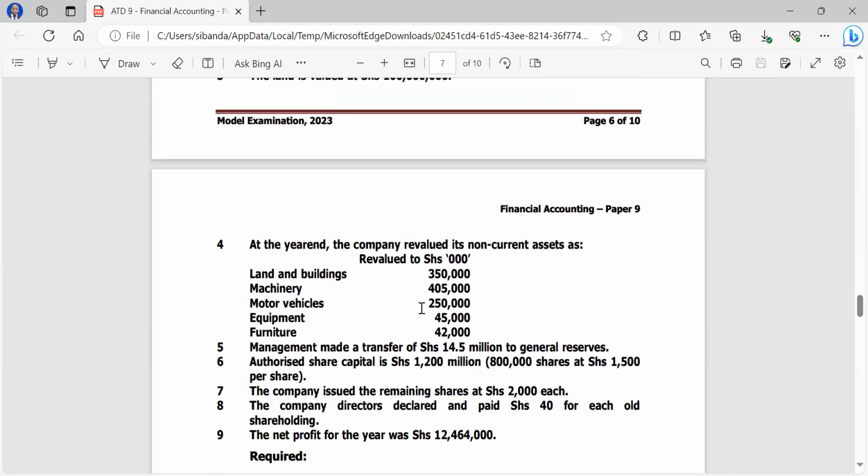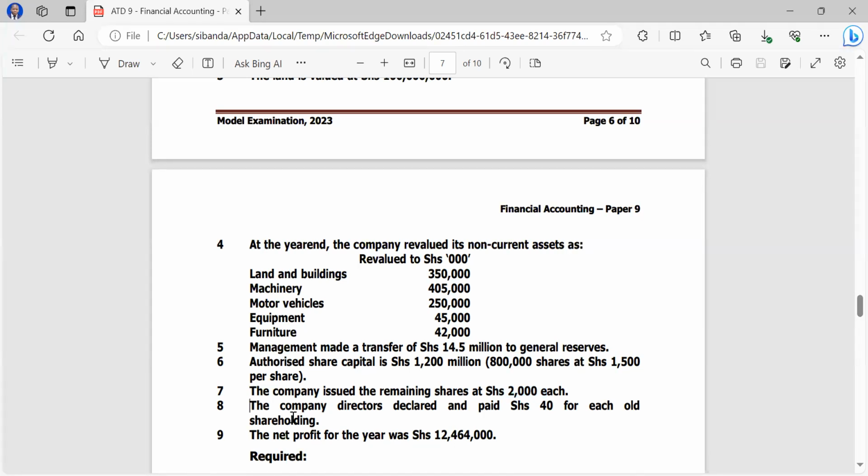Okay, they are giving us something to do with revaluations. They're telling us management made a transfer of this authorized share capital of this 800 shares at 1,500. The company issued the remaining shares at 2,000. You can see that this is a price over and above the nominal value, okay? Because the nominal value is 1,500. So if they issued shares at 2,000, then there's an aspect of premium, okay? There is an aspect of share premium.